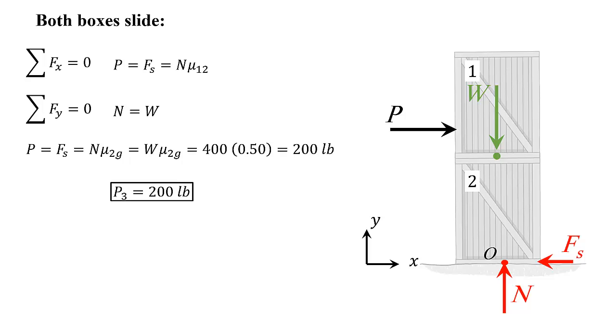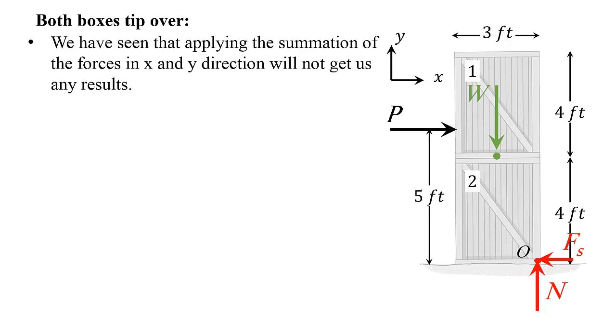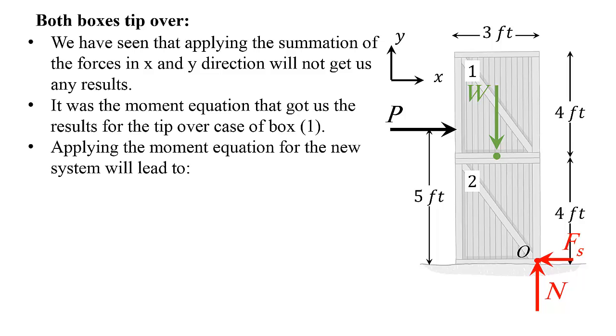Now the fourth case, if both boxes tip over. Well, we've seen that applying the summation of the forces in the X and Y direction for the second case did not get us any results. So we had to use the moment equation. It was the moment equation that got us results for the tip over case of box 1. Now we will skip the summation of the forces and go directly to the moment equation.